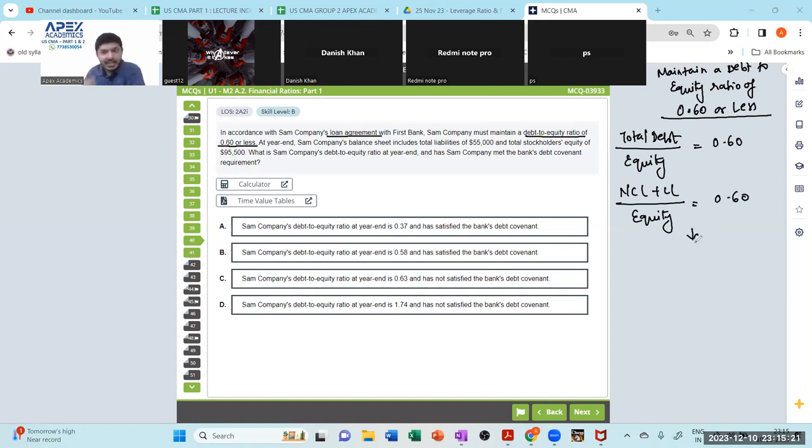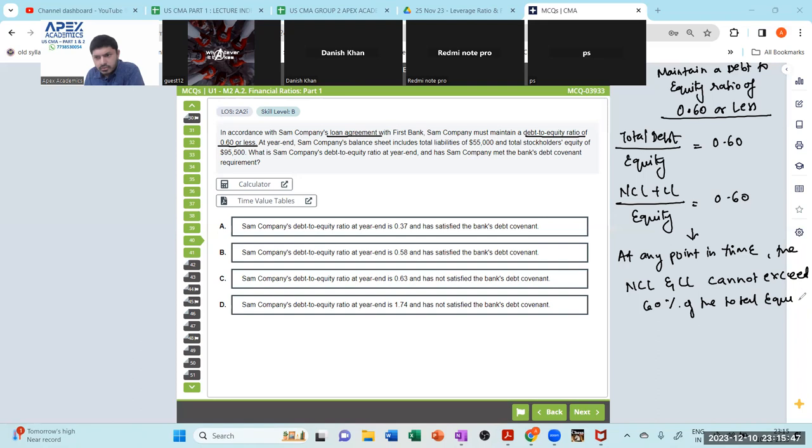It means only one thing: at any point in time, the non-current liabilities and current liabilities cannot exceed 60% of the total equity. Who is saying this? The bank is saying this. Why?